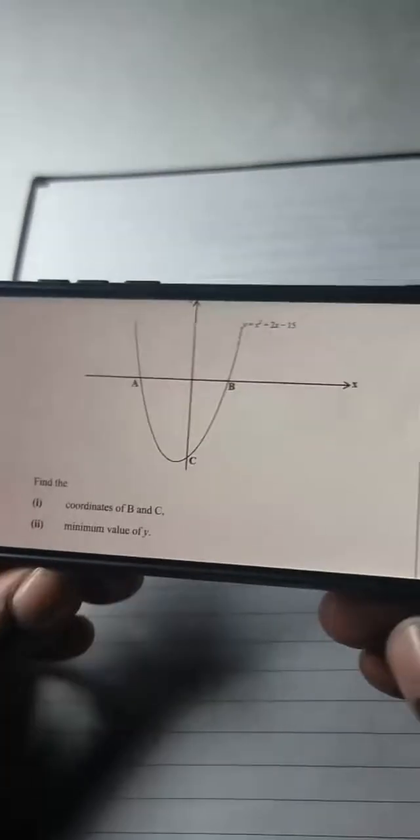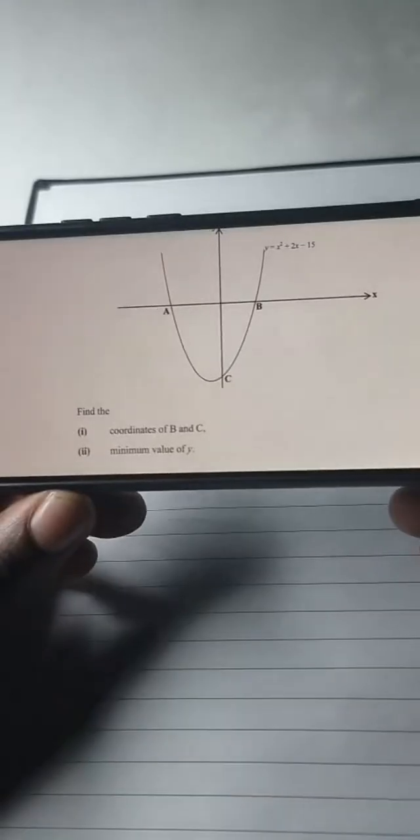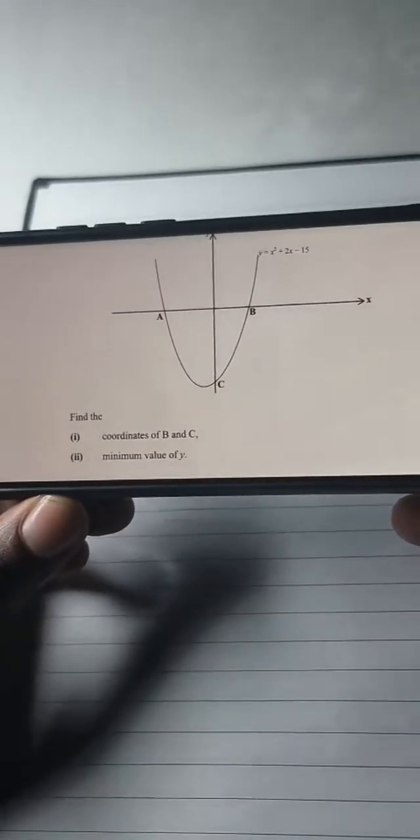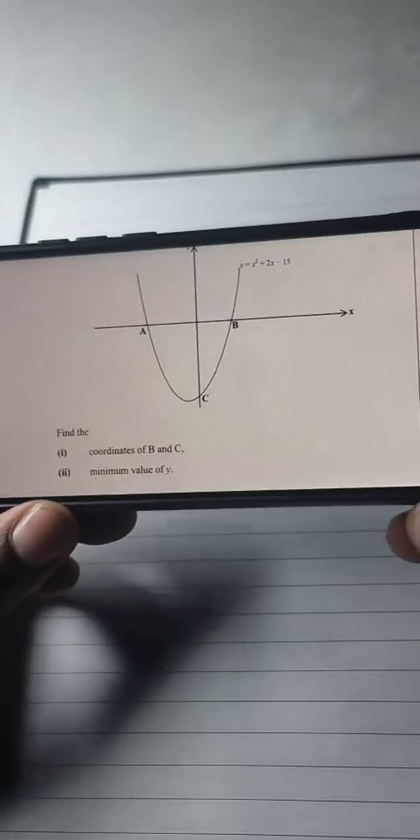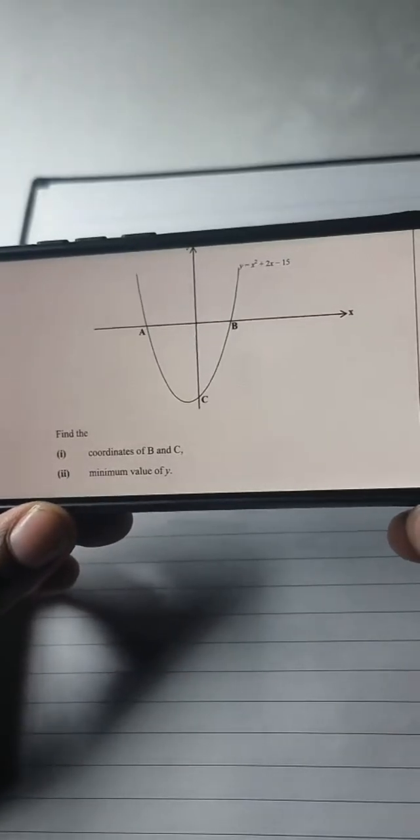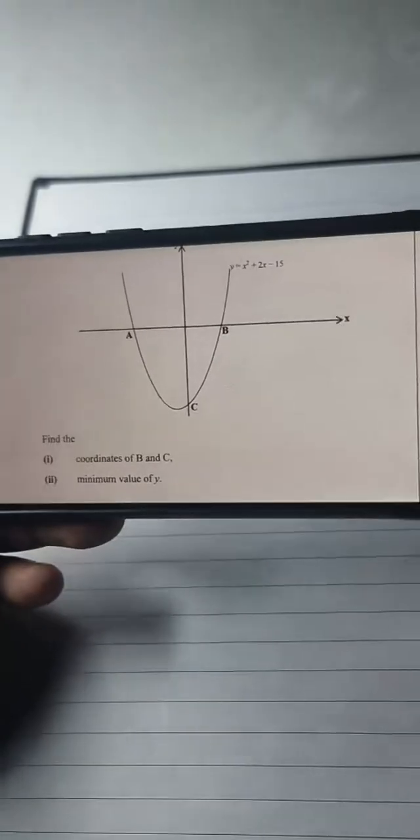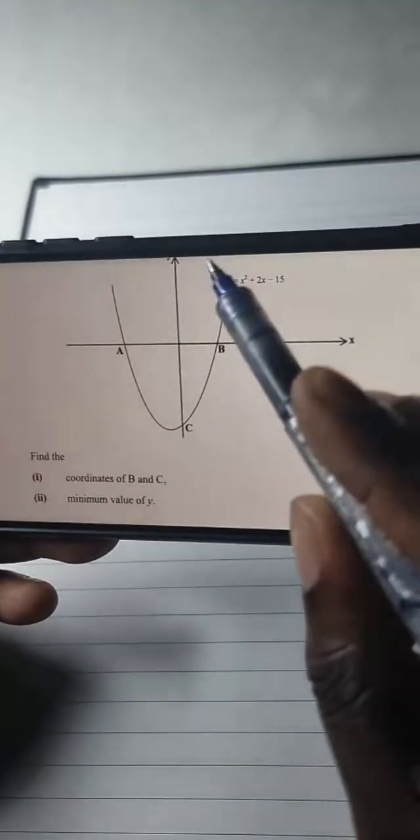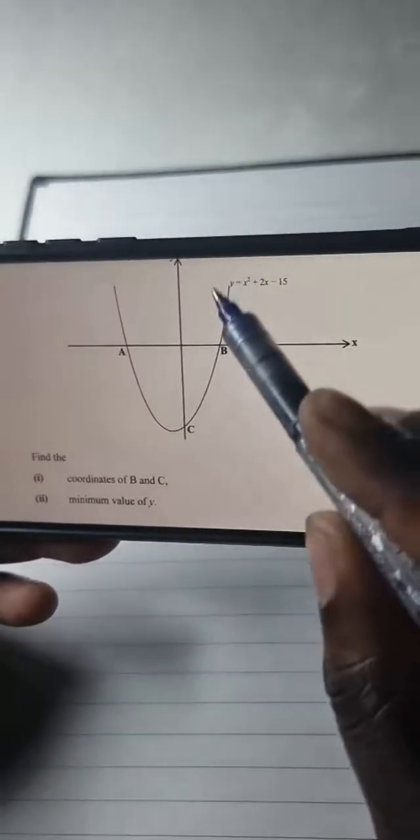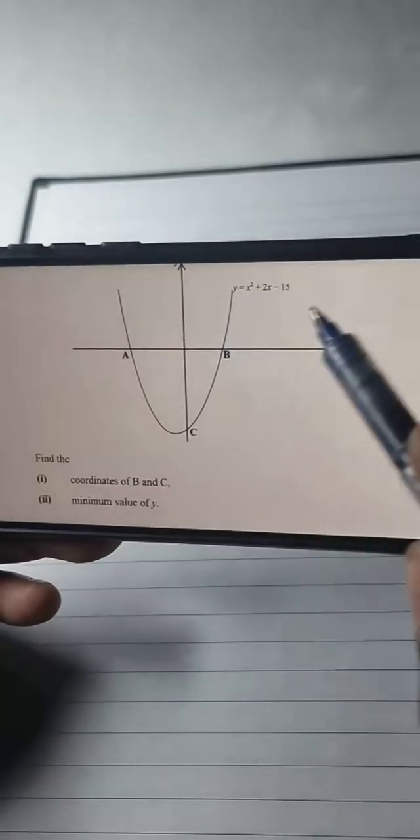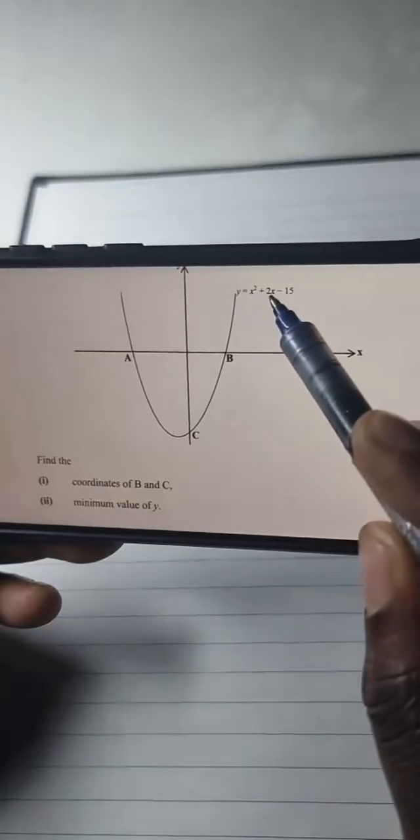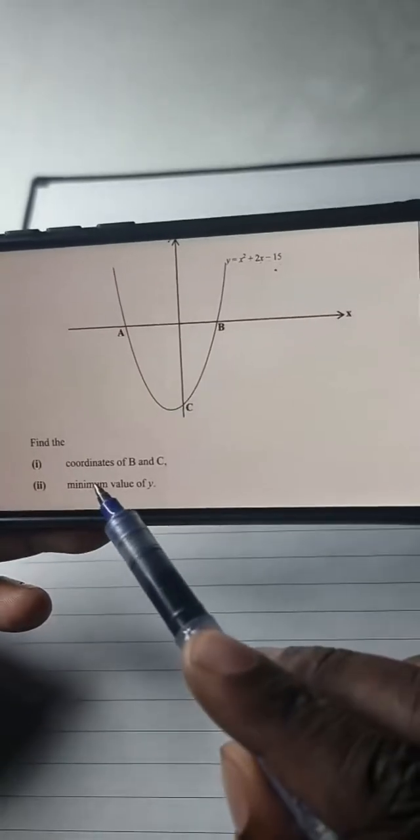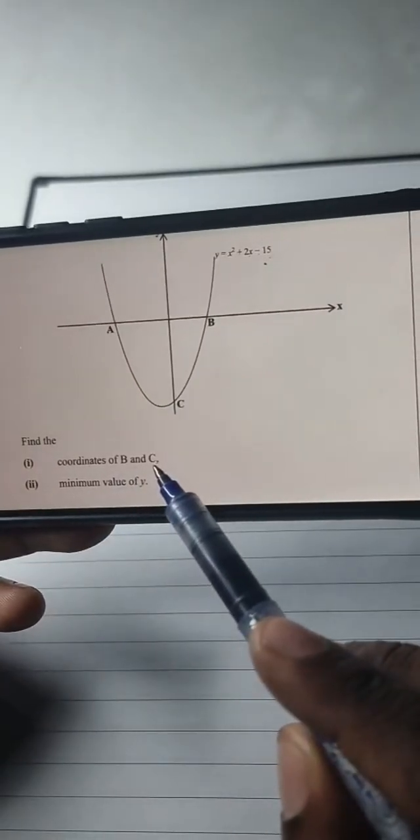So, ladies and gentlemen, how do we answer such questions? So we have this function here, and we'll use this function: y equal to x squared plus 2x minus 15. Then they ask me to find the coordinates of B and C.